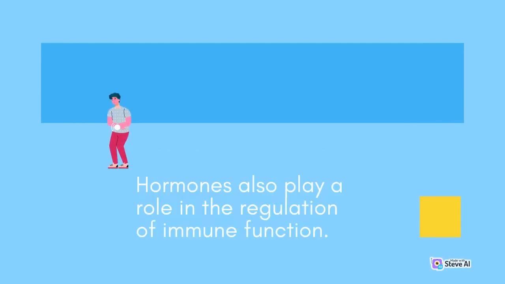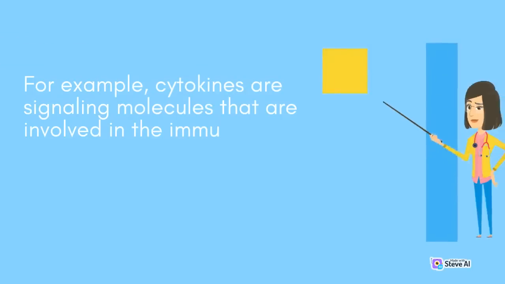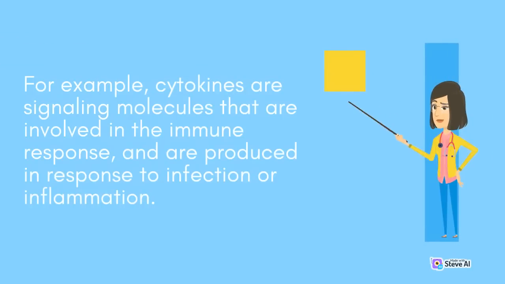Hormones also play a role in the regulation of immune function. For example, cytokines are signaling molecules that are involved in the immune response and are produced in response to infection or inflammation.